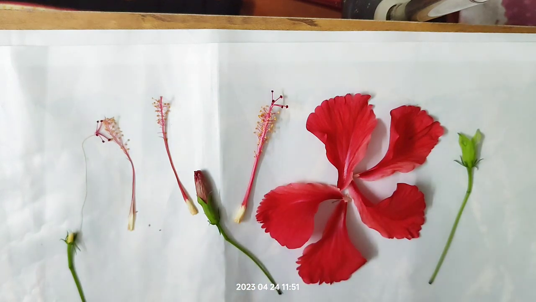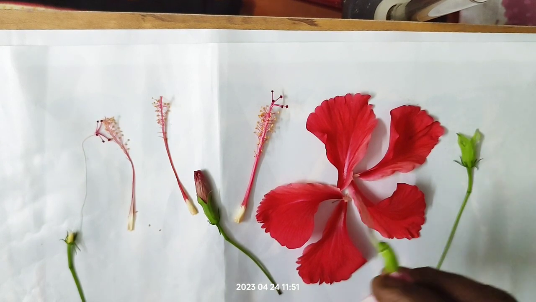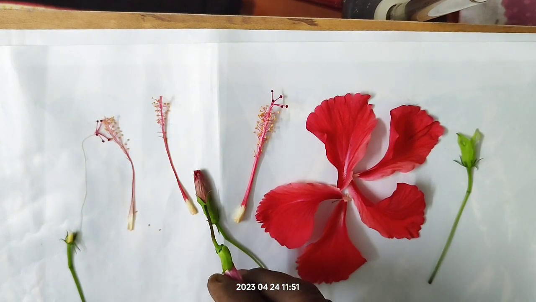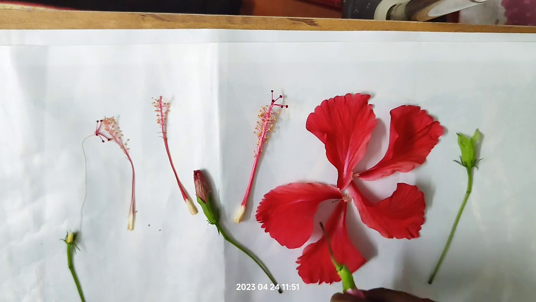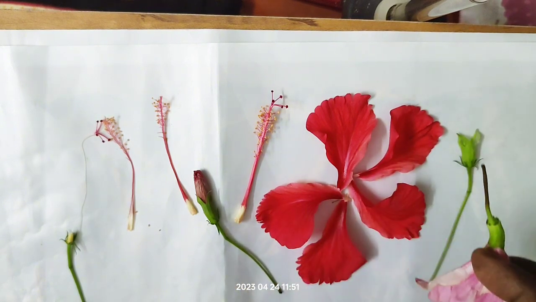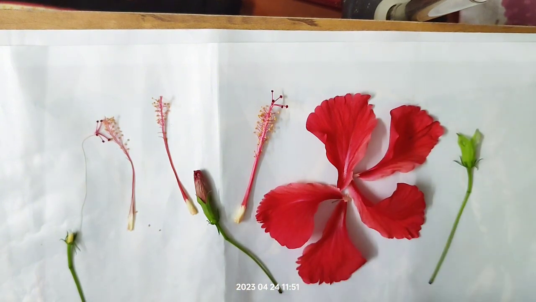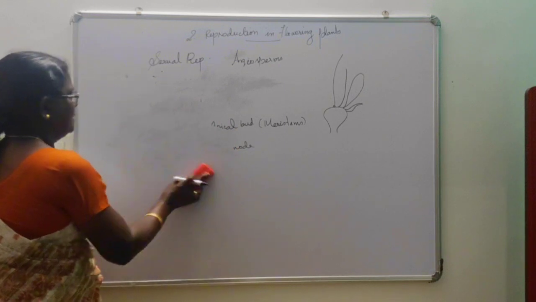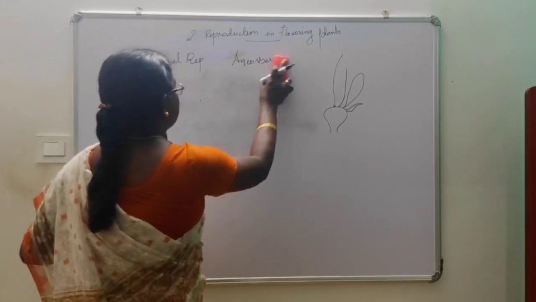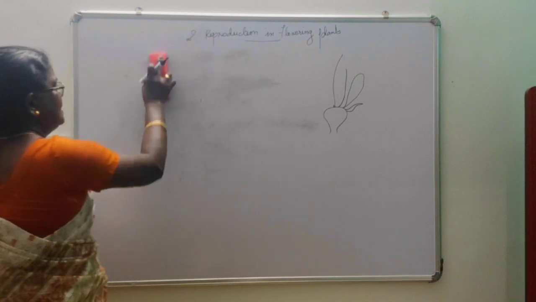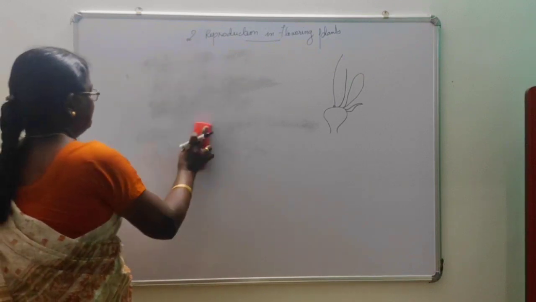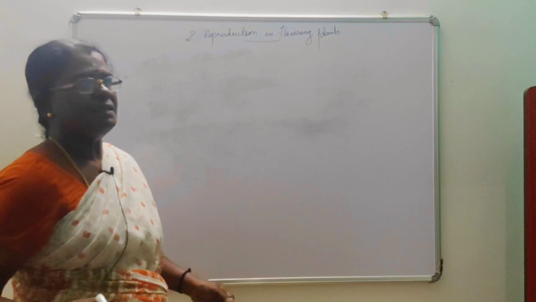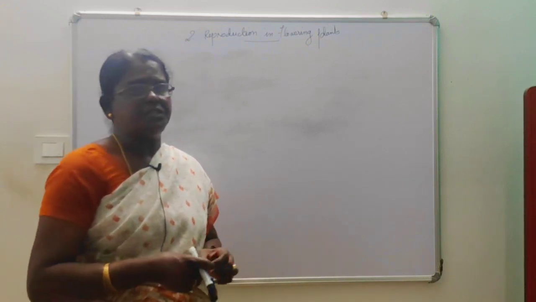Okay, now you can understand all parts of the flower. The calyx gives protection to the delicate parts of the flower when it is in the bud stage. The corolla attracts insects, birds, etc. for pollination. Now you can understand the different parts of the flower. So now we will see the androecium.